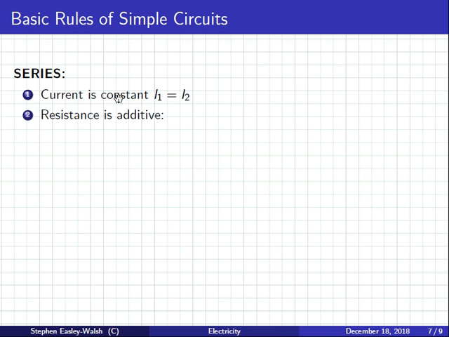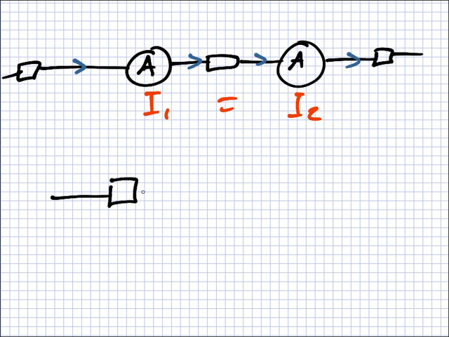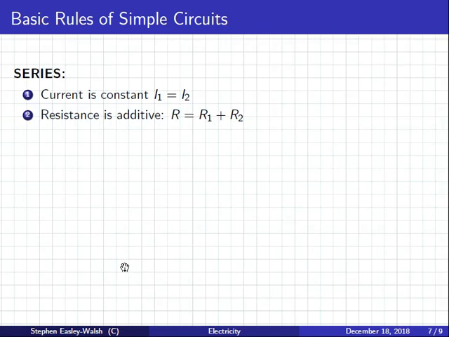Resistance is additive. So, for example, if you have one resistor here and one resistor here, R1 and R2, that's the same as one resistor whose resistance is R1 plus R2. So that's the second rule. Is it constant or not constant? No, they could be different.